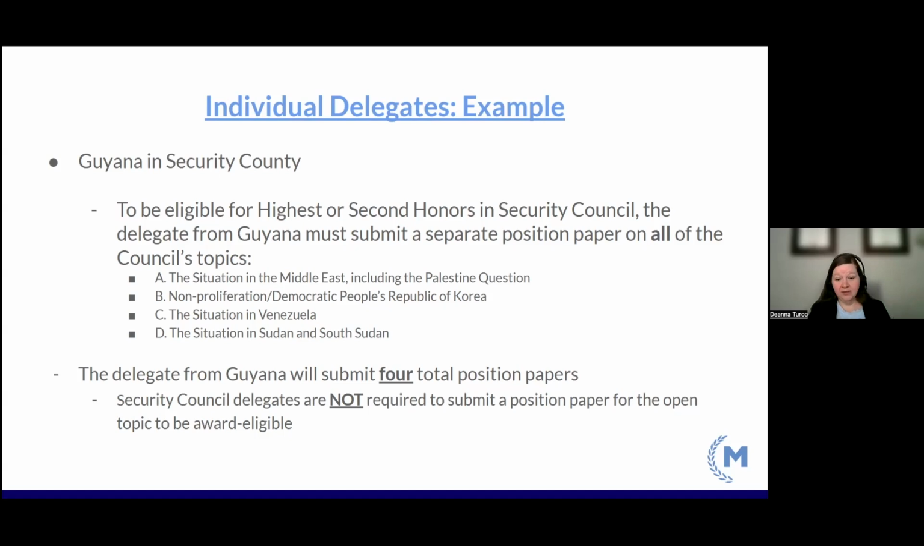You can submit a position paper on the open topic, but it is those 4 which would be required to be award eligible. So what that also means is you can't submit A, B, D, and the open and not submit one on topic C. You have to submit one on these 4 in order to be position paper eligible.